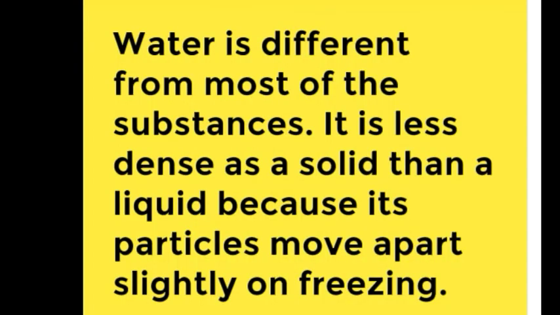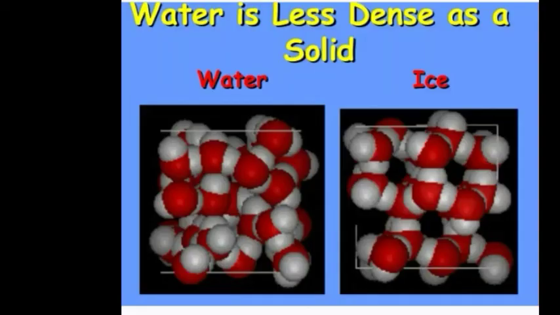So we see that water is different from other substances, as a substance in its solid form is more dense. Density is maximum in the solid form, but water is less dense as a solid. This is because the particles, on freezing, move apart slightly, so volume increases, hence density decreases, because volume and density are inversely proportional to each other. So you can see here that water is less dense as a solid.